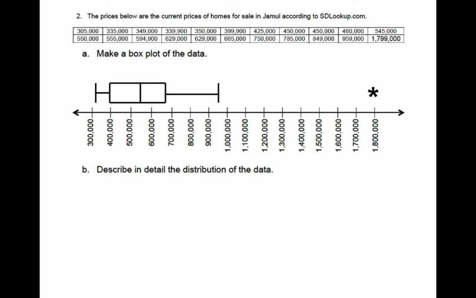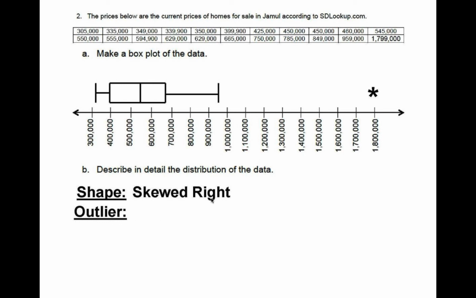So it says to describe in detail the distribution of the data. When it says this, it's very vague, but they're always going to be looking for the 4 things, the SOCS, socks. So let's start with the shape. Since you have an unusual value over here, we would call this skewed, and it's to the right because we have a high unusual value. Continuing to spell socks, O for outlier.